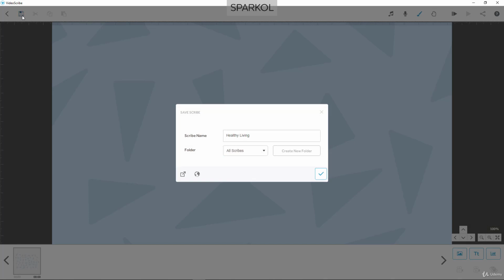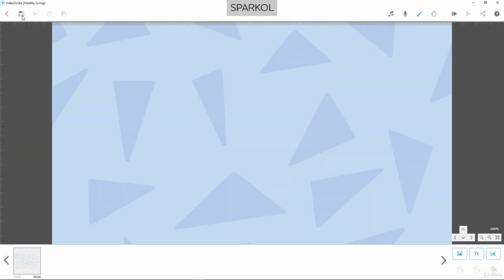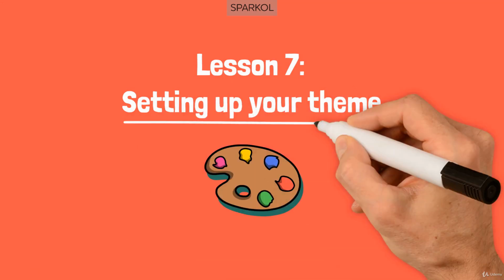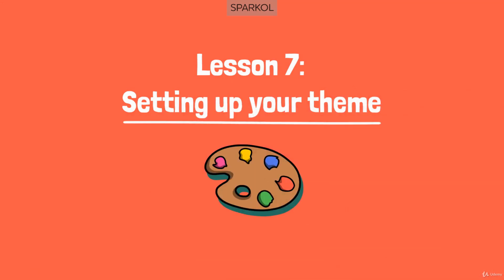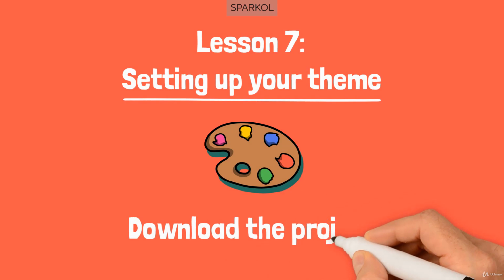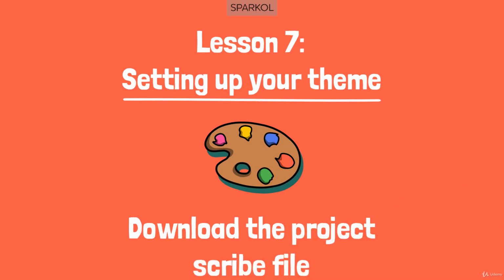So that's it for this lesson. We've looked at how you can set up your theme using hands and backgrounds, and we've also now completed this section of the course on planning and setting up your project. Don't forget you can download the storyboard template to use when planning your projects, and you can also download the scribe file for this example project we've created so far.